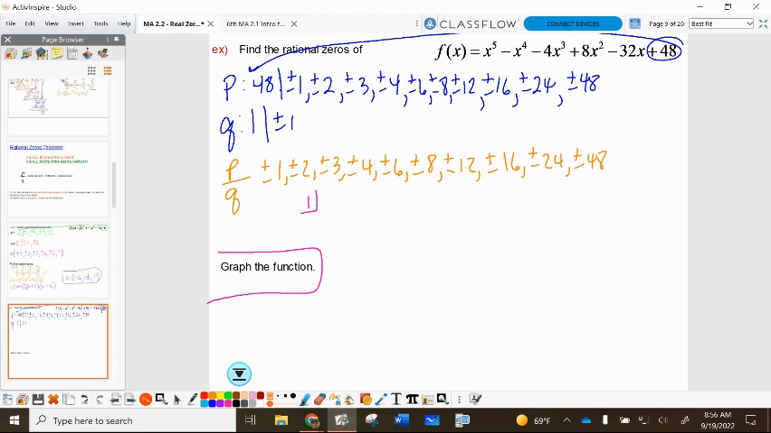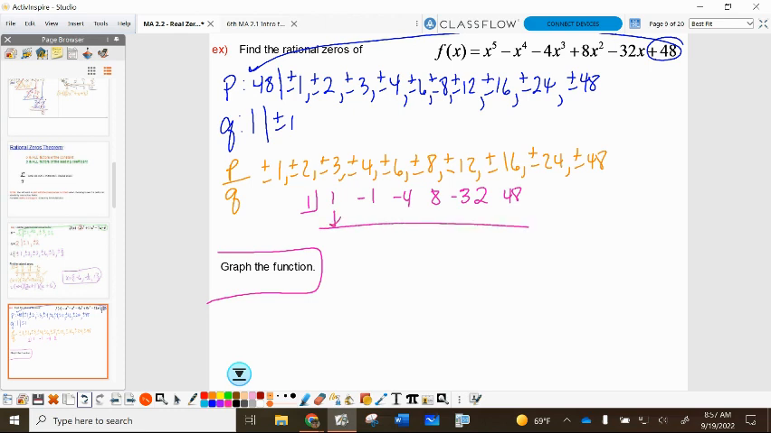So let's try 1. Our leading coefficients on our polynomial are 1, -1, -4, 8, and -32, and then positive 48. Okay, now always double check to make sure you don't need any placeholders. I've got my x to the 5th, x to the 4th, x cubed, x squared, x, and a constant. So we're good to go.